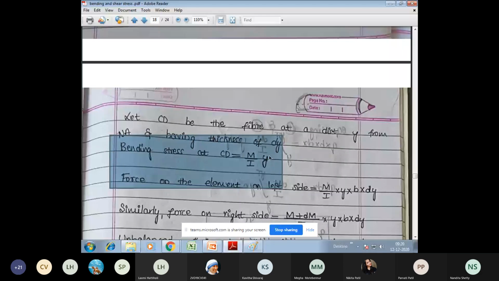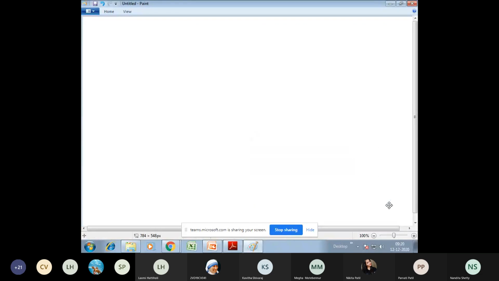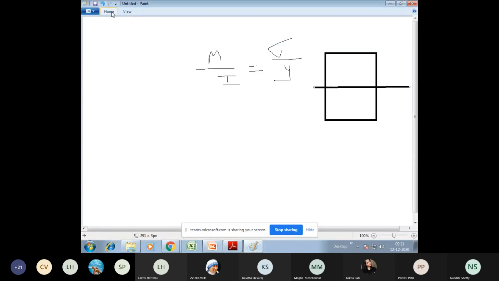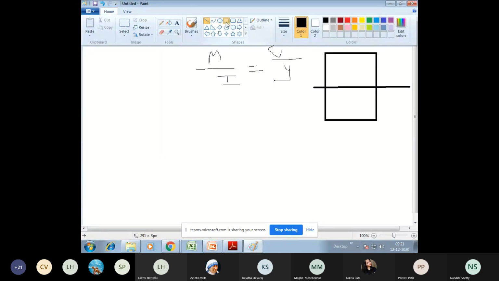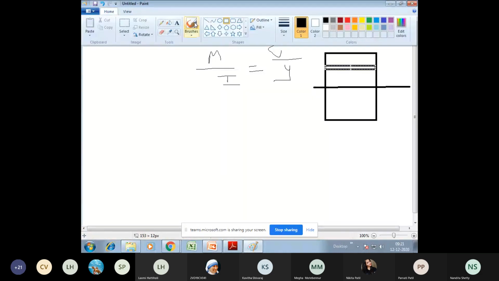Can I write this? Let me explain it here. So basically you have the bending equation m by I is equal to sigma by y. Now what I have done here is I have considered a small cross section, and this is my neutral axis. On this neutral axis I am considering a small element.